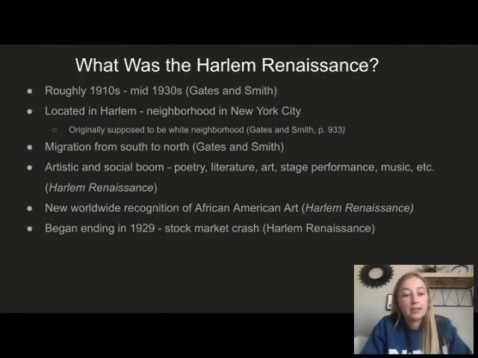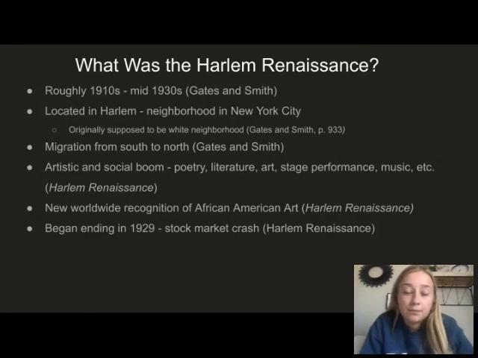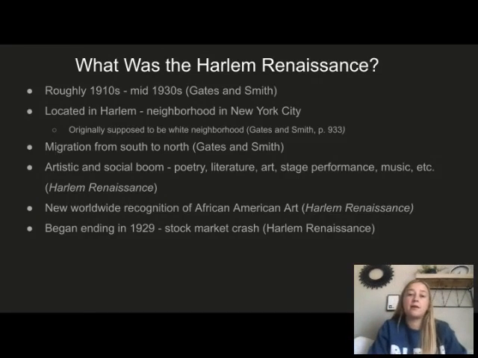It was also a location, a neighborhood called Harlem, located in New York City. This neighborhood was originally supposed to be an all-white neighborhood, but because of overdevelopment, landlords were left scrambling to find people to buy houses there. And so African Americans started moving there, and more moved there. So it just became a neighborhood primarily of African Americans.